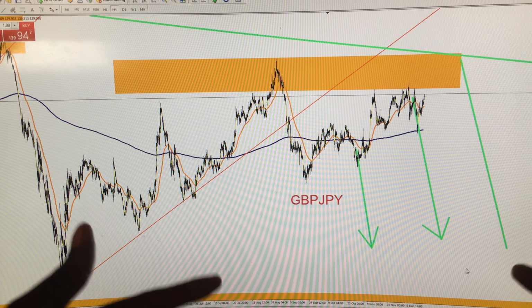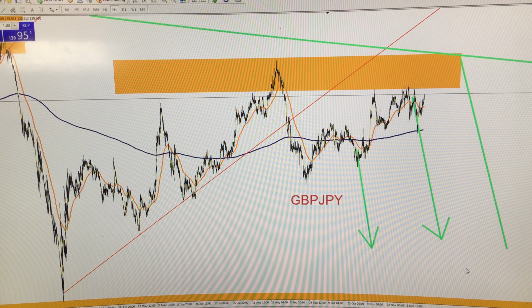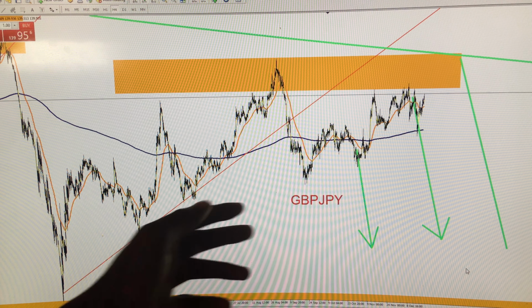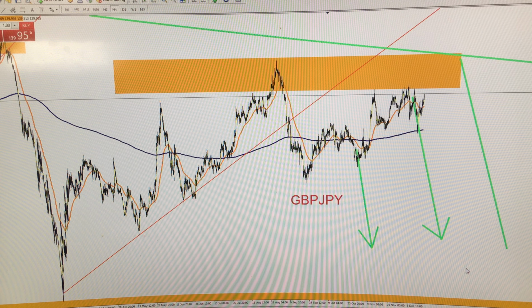So that's what is happening here with GBPJPY and also with GBPUSD. So I'm only analyzing using GBPJPY because GBPJPY and GBPUSD move in a similar pattern or similar way, and they are all affected by GBP. So that's about it, right?